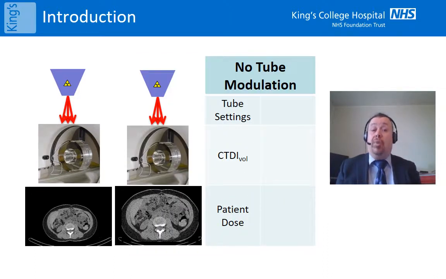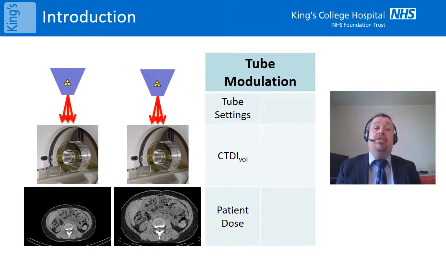This means that for a larger patient, if there is no tube modulation, the tube settings will remain the same. As the CTDI is the dose to a phantom based on these tube settings, it follows that the CTDI will not change. However, the radiation dose to the patient will decrease. This is because the size of the patient has increased, and the absorbed dose in milligray is of course determined by the amount of energy deposited in each kilogram of tissue. A larger patient means a greater mass of tissue for the radiation energy to be deposited in.